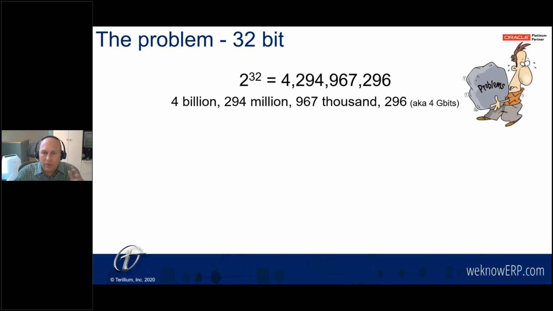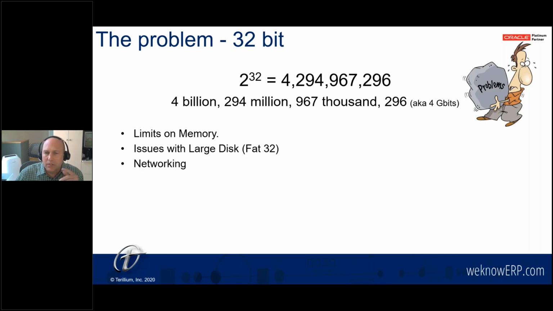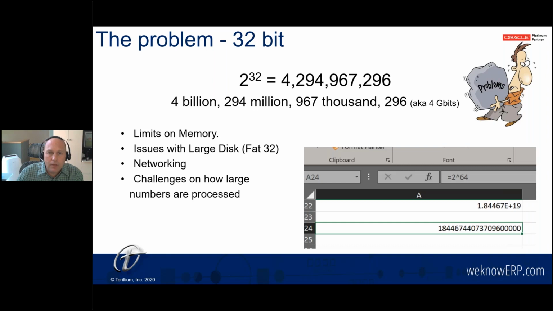Microsoft and different OSs had to play some tricks in order to make larger amounts work, which means that there were a lot of issues with limits on memory and issues with large disks. They used to be FAT32. There are networking issues that go along with 32-bit. And even if you do something as simple as go into Excel and put in 2 to the 64th, which is bigger than 32, you can see it does some rounding. It's not giving you the proper answer. So it's something you can see that causes issues throughout your system.